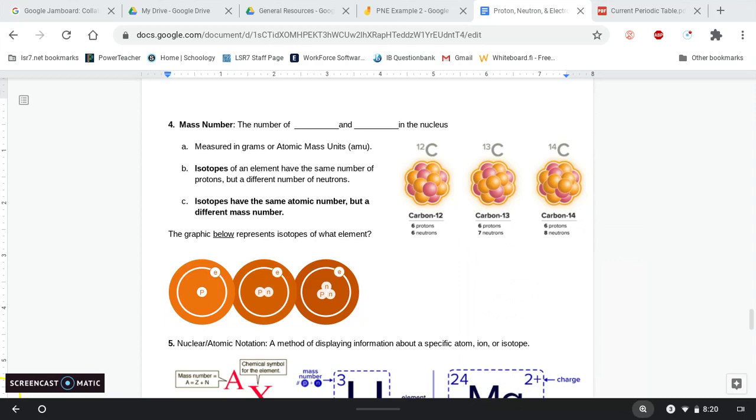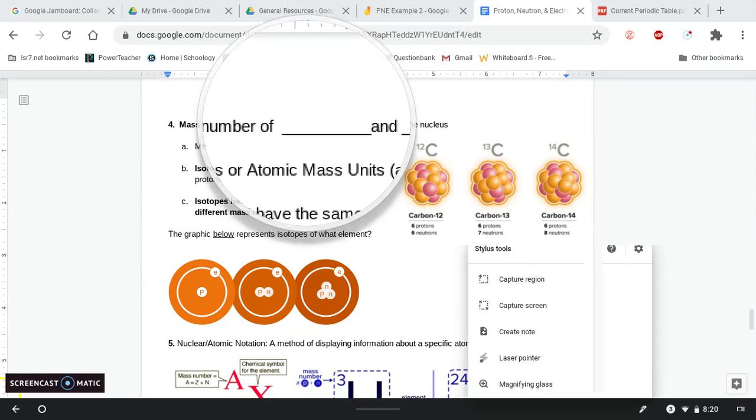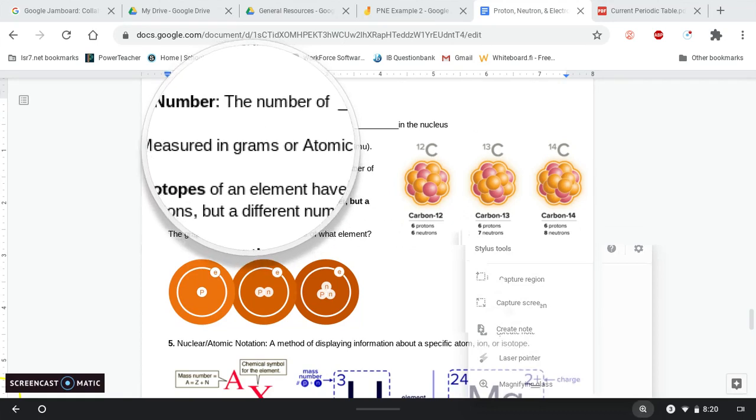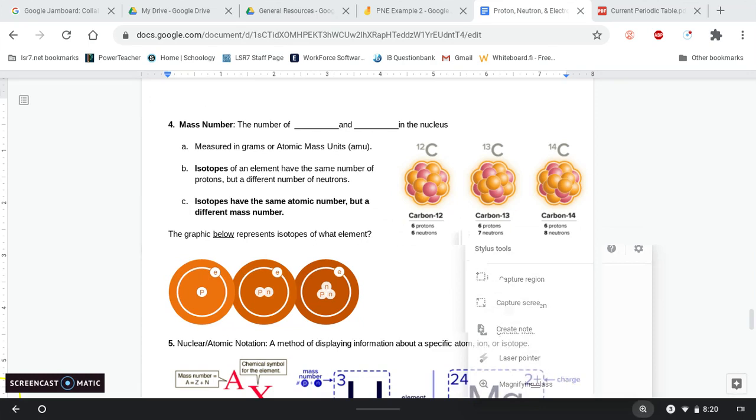So mass number, and you got a couple of blanks here, is going to be number of protons and number of neutrons in the nucleus. So you can write down mass number would be protons and neutrons, or protons plus neutrons, however you want to look at that. We're going to usually measure that in grams. Atomic mass units are used, but not specifically a lot in this class.